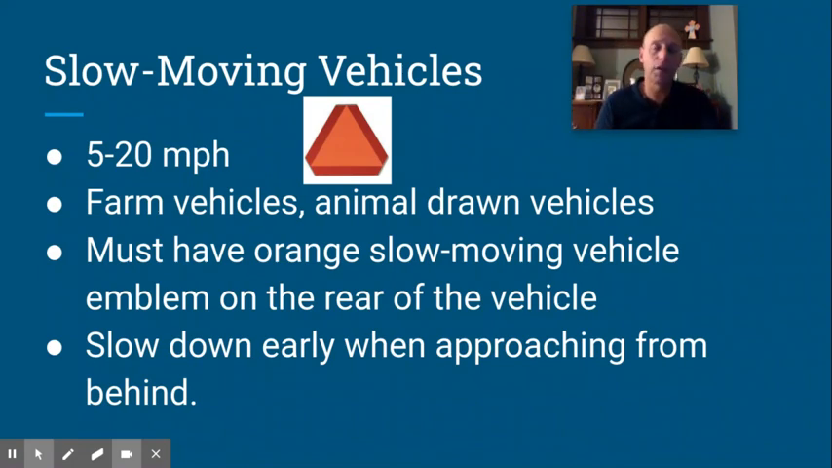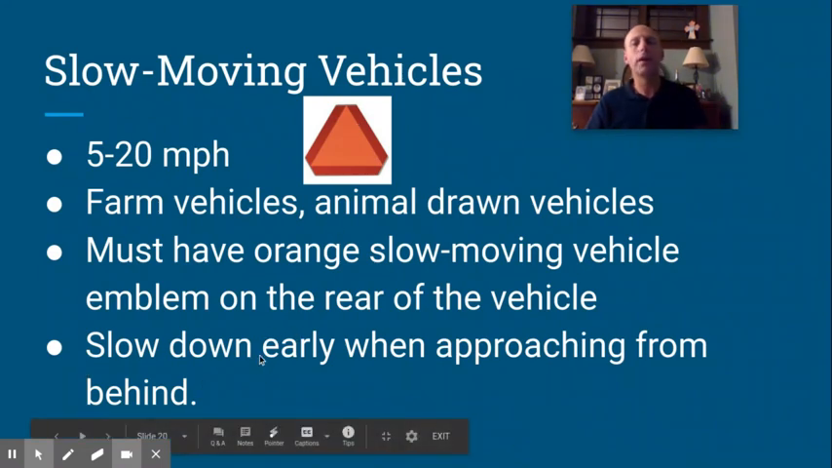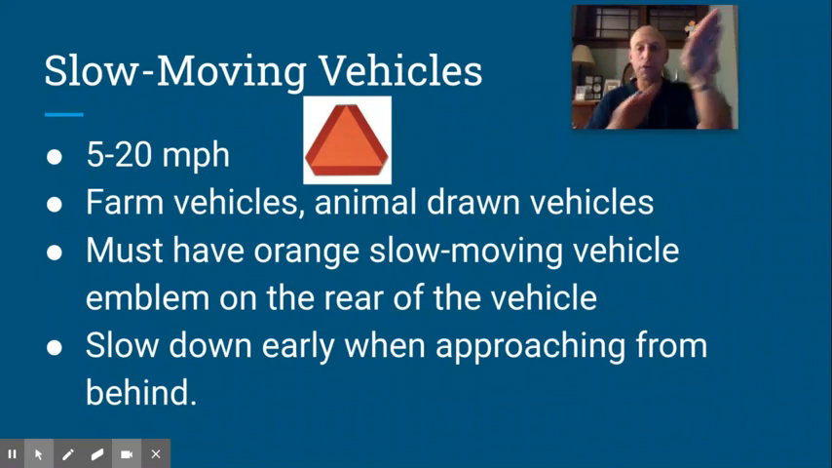What types of vehicles fall into this category? Farm vehicles and animal-drawn vehicles. We don't have a lot of animal-drawn vehicles here, but there are some Amish and Mennonite communities in Illinois and in Missouri, so you might see these around. And like we said, they must have the orange slow-moving vehicle emblem on the rear of the vehicle. When you see one of these, especially if you're coming up behind them, start slowing down early. If you're traveling 55 miles per hour and they're traveling 5 miles per hour, you're going to come up behind them really quickly. So make sure that you allow enough room for you to get slowed down.